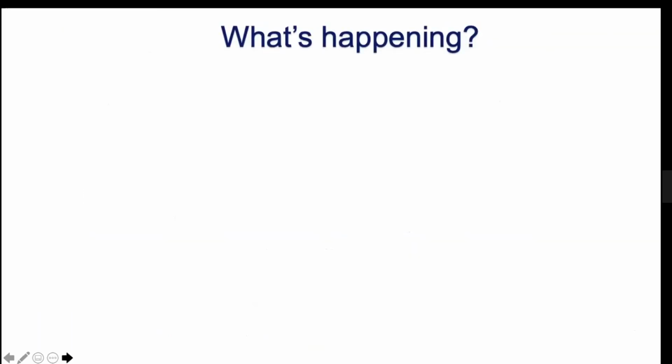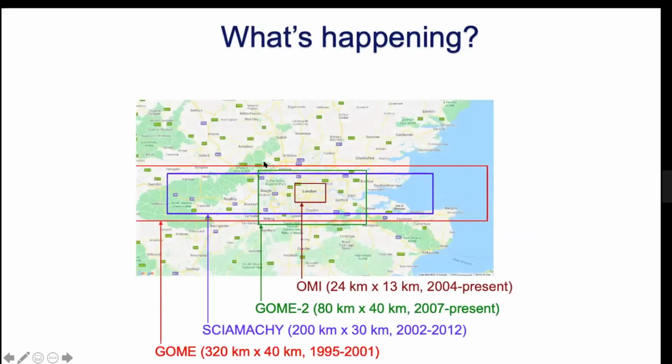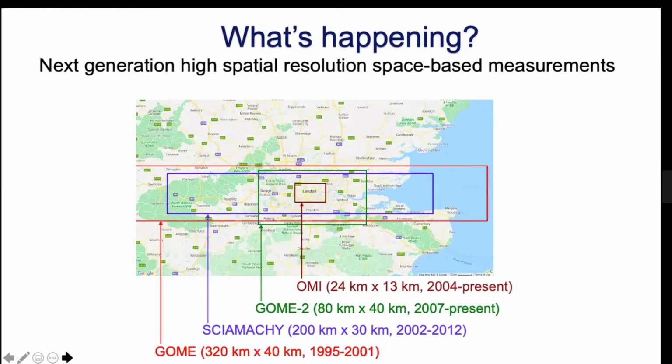But just to give you a flavor of what's happening currently, I hope you do remember me presenting the slides of the time series of the different sensors. In 2017, a high spatial resolution space-based satellite sensor, TROPOMI, was launched by the European Space Agency. It has the finest spatial resolution ever, 5.5 by 3.5 kilometers. So this helps us investigate smaller cities or sub-city level pollution in cities like London.